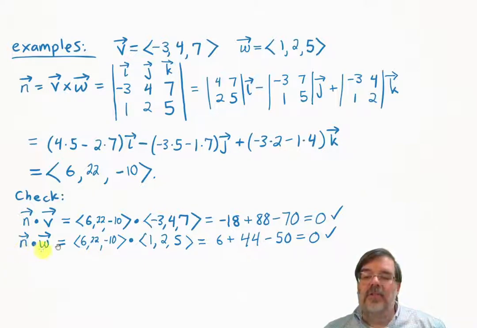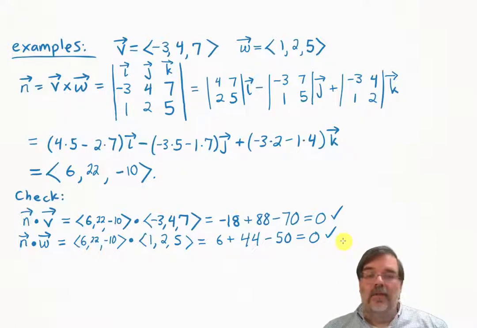Then n dot w, see 6, 22, and negative 10, dot with 1, 2, and 5. 6 times 1 is 6. 22 times 2 is 44. Negative 10 times 5 is negative 50. Combine those up, and you get 0. Hey, math works. That's comforting.